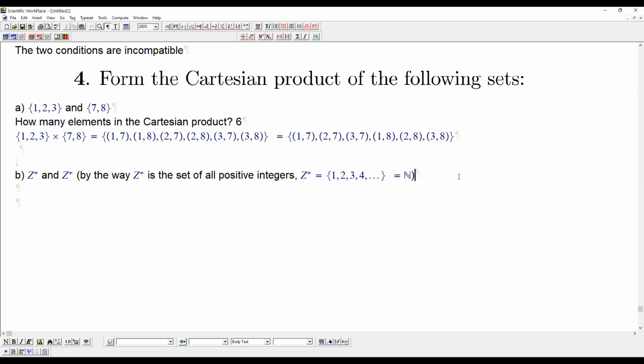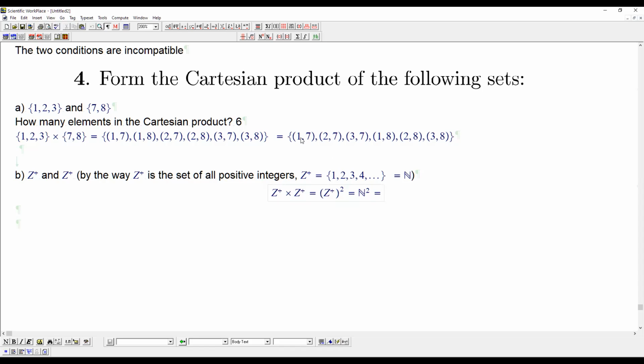All right, so I'm going to write different ways of writing it. You could write it as Z plus cross Z plus. This is the same way you would write this. A more compact way would be (Z plus) squared. Here I'm using parentheses because having Z plus 2 is strange. But as I said, it's like the natural numbers, so you could just say it's the natural numbers squared.